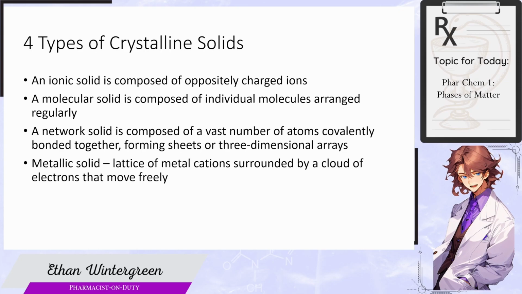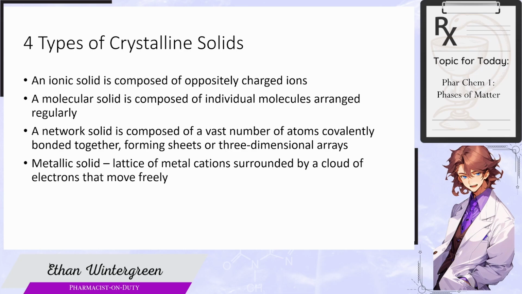So we have different types of crystalline solids. We have ionic, molecular, network solid, and metallic solid. When we say ionic solid, it's composed of oppositely charged ions, like for example, sodium chloride, sodium positive, chloride negative. When we say molecular solid, it's composed of individual molecules arranged regularly. So this is a common compound which is not ionic. A network solid is composed of various atoms covalently bonded together, forming sheets or three-dimensional arrays.